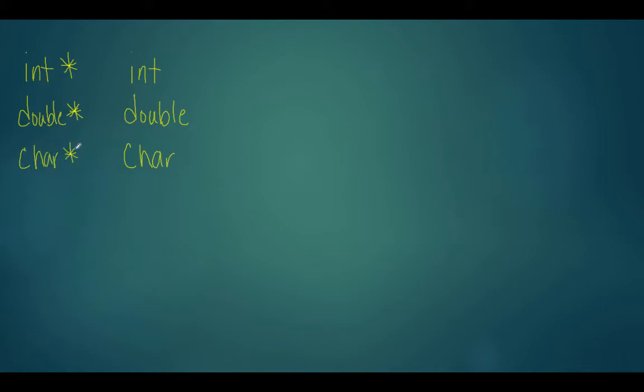Those data types are int, double, char, int pointer. That means that's a pointer that points to the location in memory where an integer is. A double pointer means that it is a data type that points to a location in memory where a double is. A character pointer, same thing, and a file pointer.